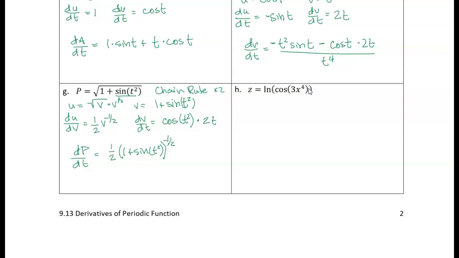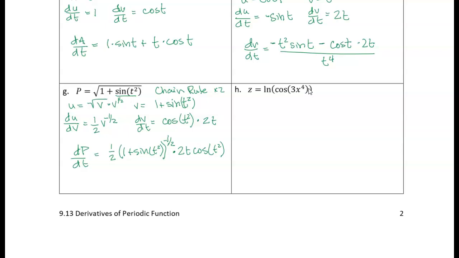And then I have to take it times the derivative of the inside function, which is going to be, I'm going to switch these around, I'm going to write it 2t cosine of t squared. Okay? And that's it. You really don't have to do any more.